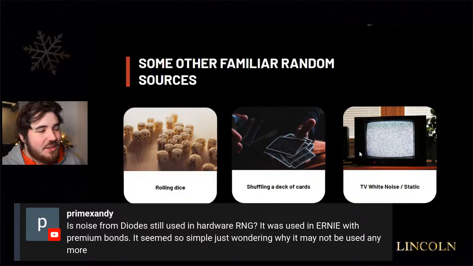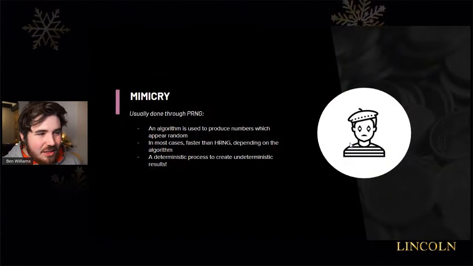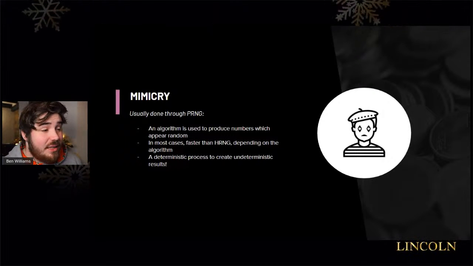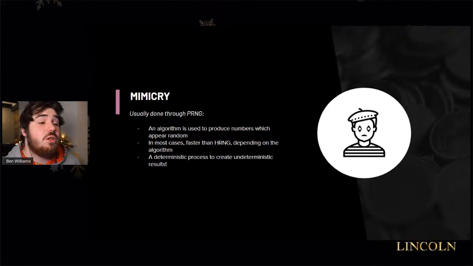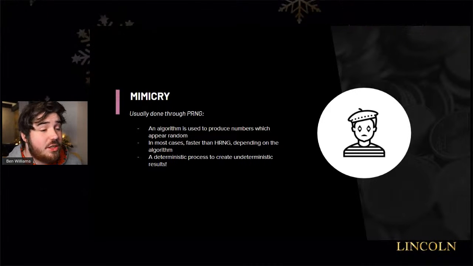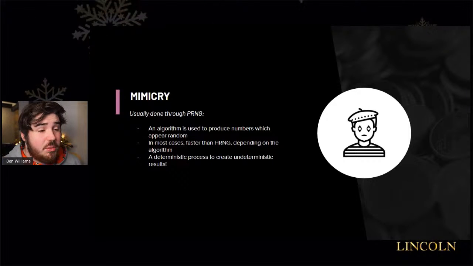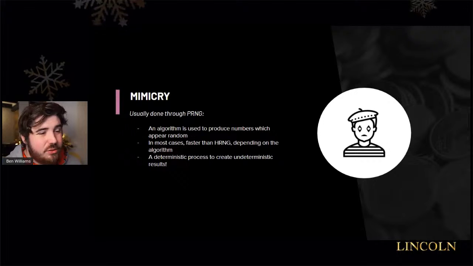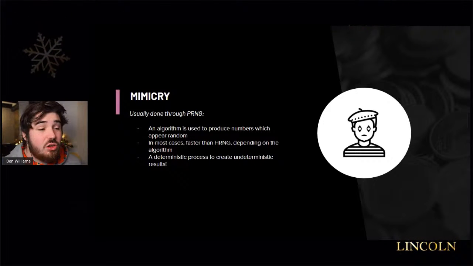So yeah. Anyway, to continue on. So the other way, we've talked about sampling. The other way to do it is through mimicry. So usually we do this through a PRNG. So we use some kind of algorithm to produce numbers which appear random, right? So instead of sampling this kind of stuff, we use some kind of algorithm to generate numbers that look random.